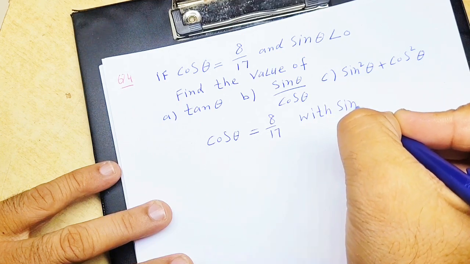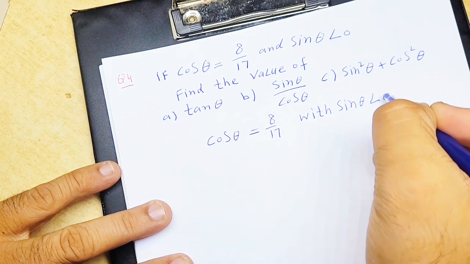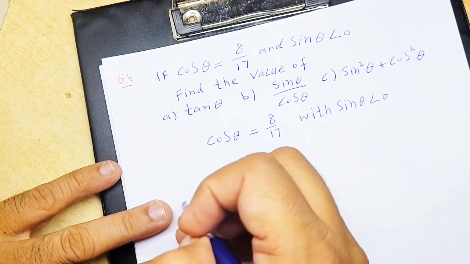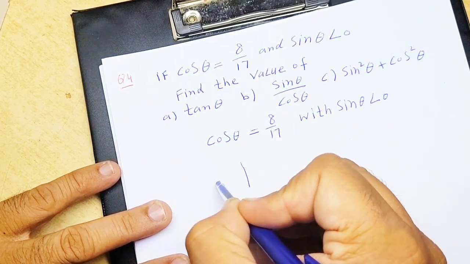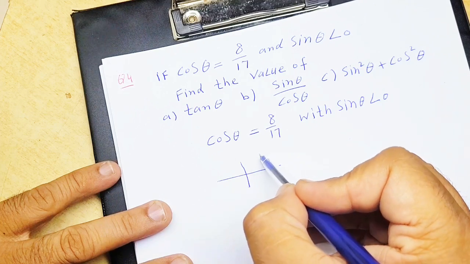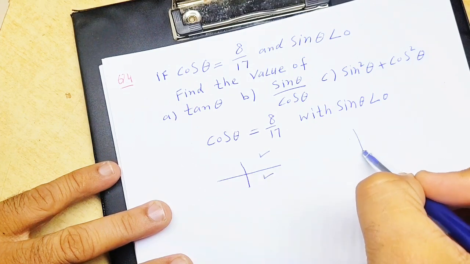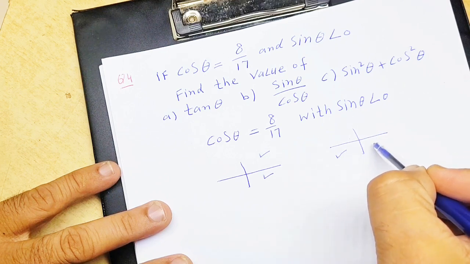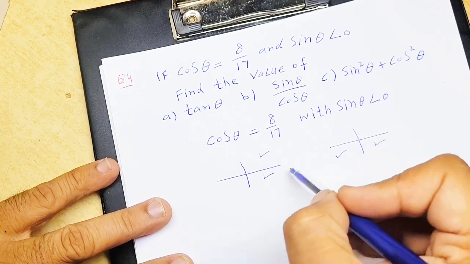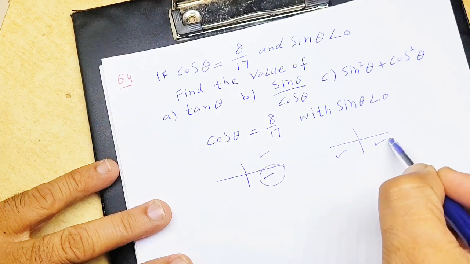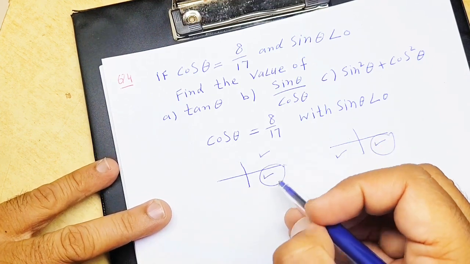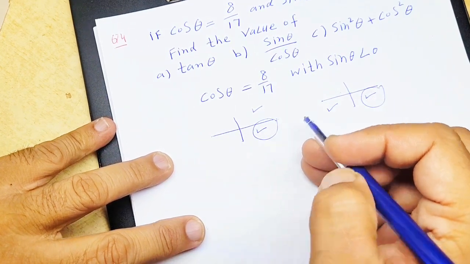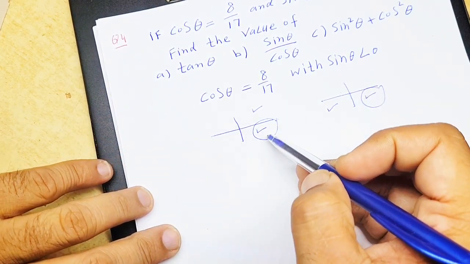sin theta less than 0, which means sin is negative. Cos theta is positive in the first quad and second quad, and sin theta is less than 0, negative, in the third quad and quad 4. So where they are matching, they're matching here. At the same time here, cos is positive and sin is negative, quad 4.